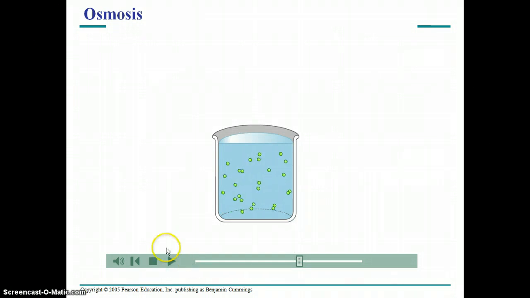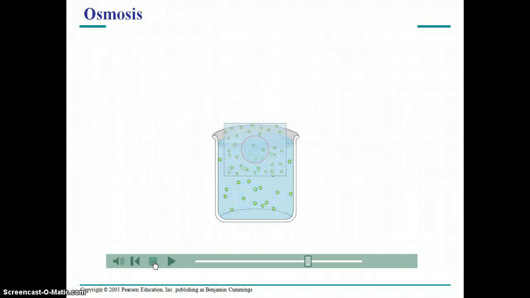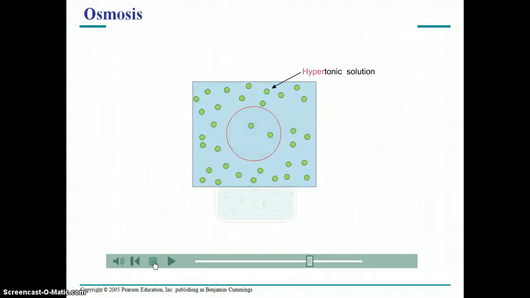Surrounding a cell affects the water balance of the cell, sometimes with fatal results. In this first example, a red blood cell is placed in a hypertonic solution. The solutes do not cross the cell membrane. The solute concentration is higher outside the cell than inside, so water moves by osmosis from inside the cell to the surrounding solution. This movement of water out of the cell causes the cell to shrink.